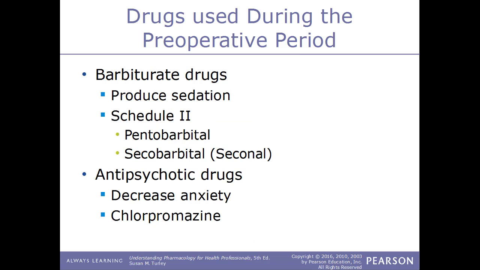You can also have barbiturates that are given. These will produce sedation, and these are going to be Schedule II drugs. Some examples here: pentobarbital and secobarbital, and that's better known by its trade name Seconal. Another class of drugs could be given here: antipsychotic drugs. These are given to help decrease anxiety. An example of this kind of drug would be chlorpromazine.